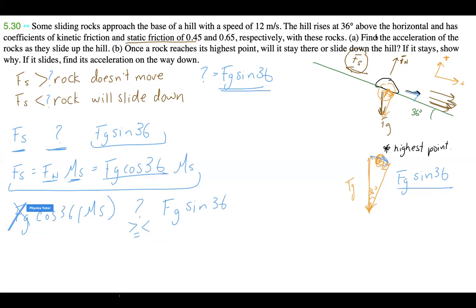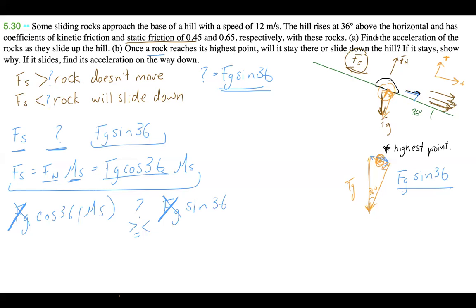But before we do that, we can just get rid of this Fg because they're both multiplied by a factor of Fg. Plus, we don't know the mass of the rock, so it's easier to eliminate it altogether. If we divide both sides by it, we're not compromising on which one is greater or which one is less, because if we treat both sides equally, then it's fine.